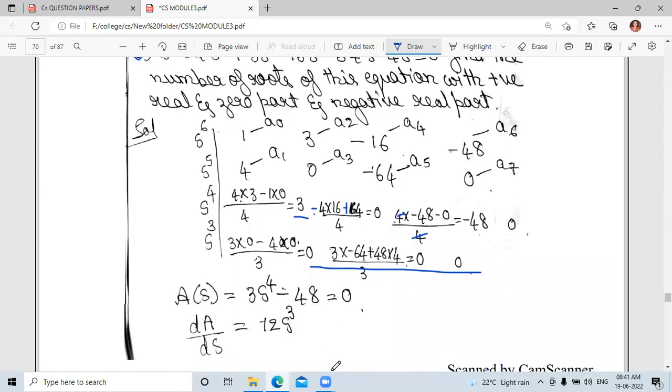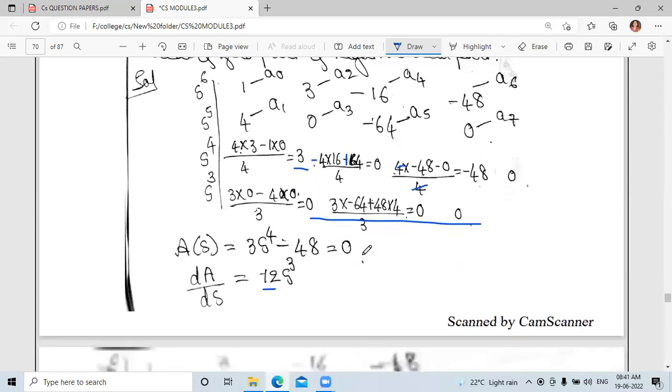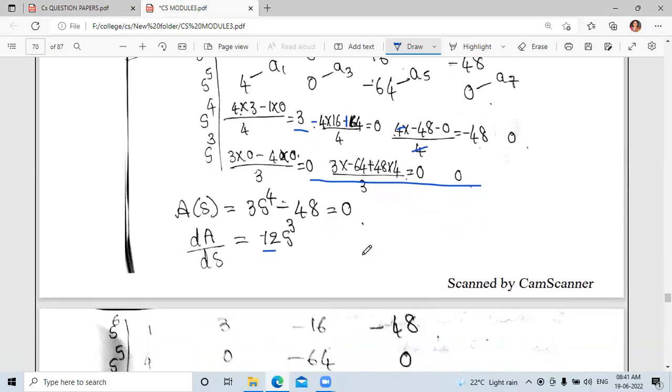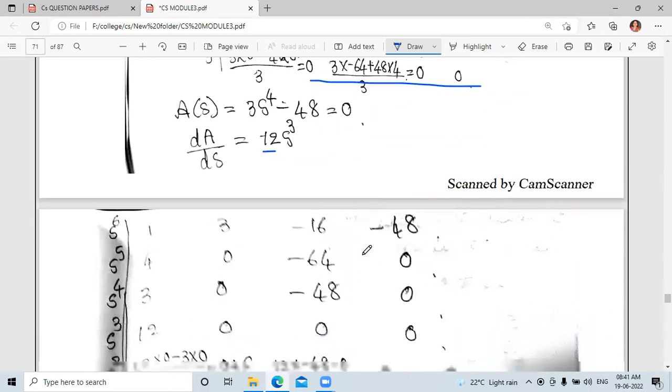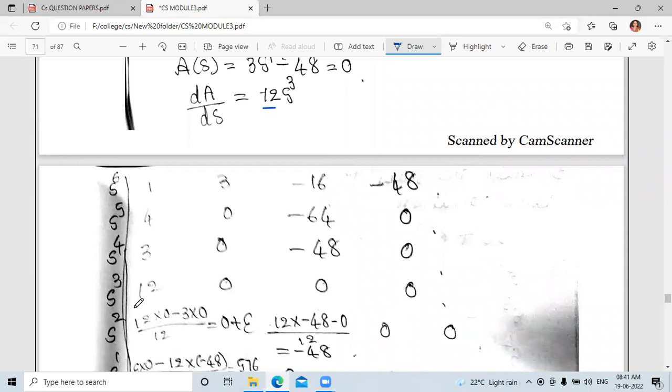Next, when you differentiate with respect to s, what you'll get is 12s to the power of 3. That value we got after differentiation, 12, you need to substitute here in the s to the power of 3 row. So instead of the old entry, you need to replace it with 12. In the place of s to the power of 3 row, I have replaced it with 12.